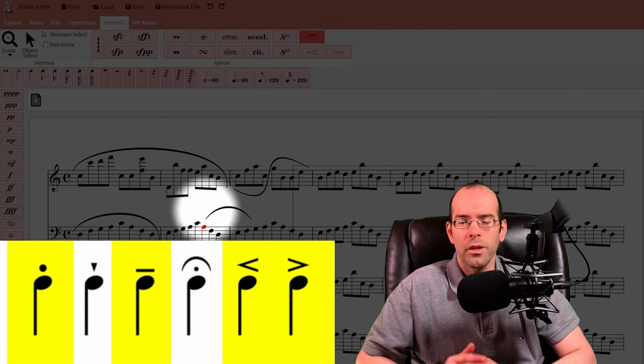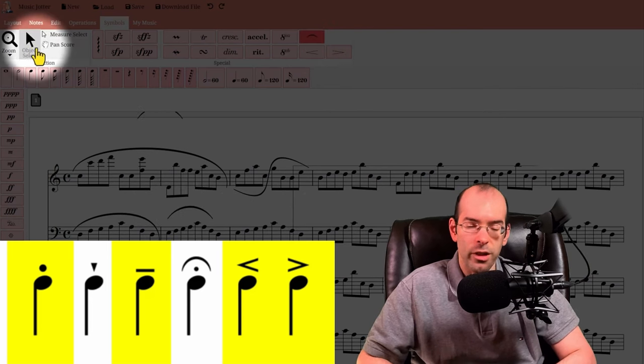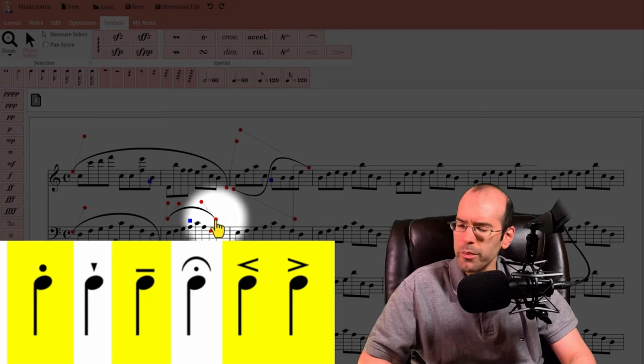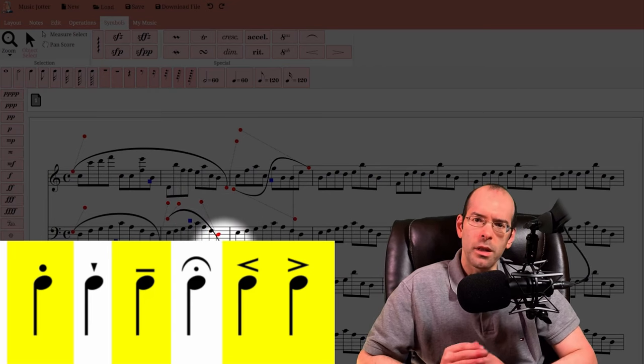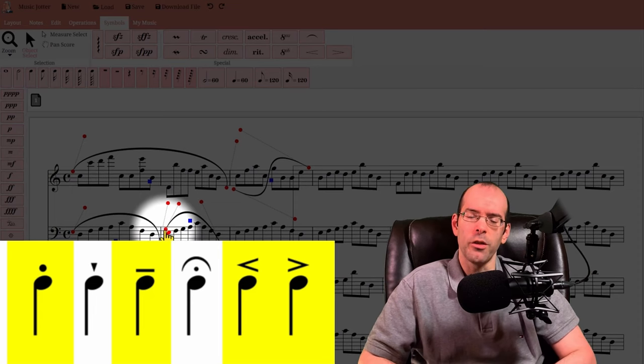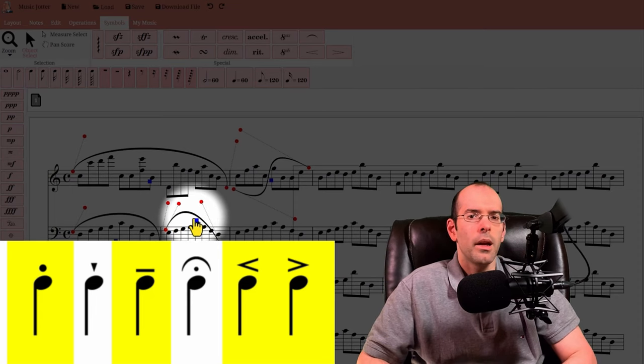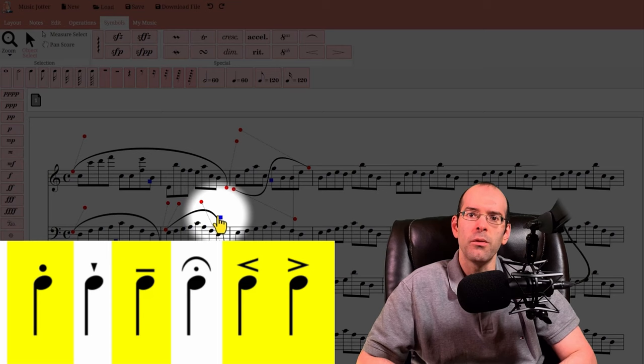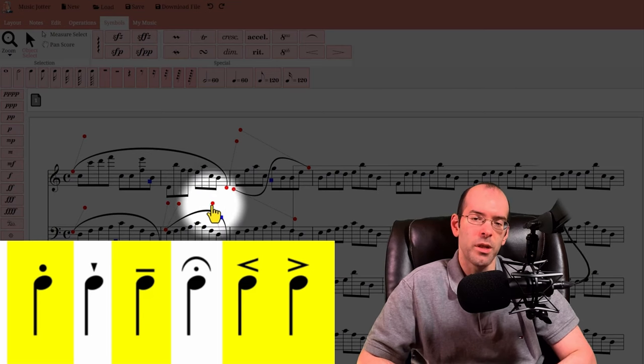For example, the staccato will significantly decrease the duration of your note, while the legato will increase the duration of your note. And an accent is a sudden increase in volume or emphasis of a specific note.